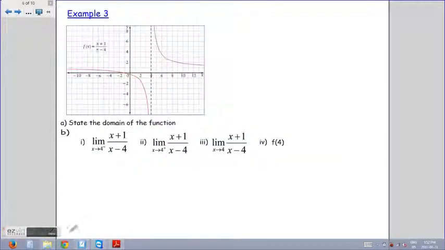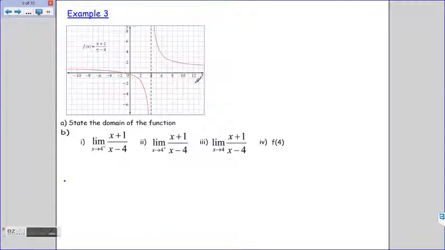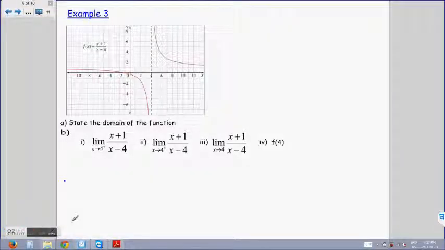Example number 3. Okay, so let's observe the graph. Let's take a look at the graph, and as you can see, it is a rational function. It has an asymptote at 4, and over here you have the function in equation form. A, state the domain of the function. So the function exists everywhere except for where there's an asymptote.